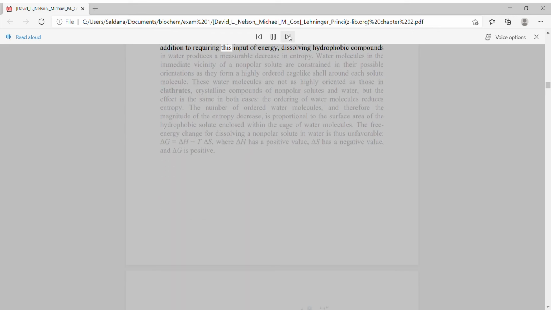In addition to requiring this input of energy, dissolving hydrophobic compounds in water produces a measurable decrease in entropy. Water molecules in the immediate vicinity of a nonpolar solute are constrained in their possible orientations as they form a highly ordered cage-like shell around each solute molecule. These water molecules are not as highly oriented as those in clathrates, crystalline compounds of nonpolar solutes in water, but the effect is the same in both cases. The ordering of water molecules reduces entropy.